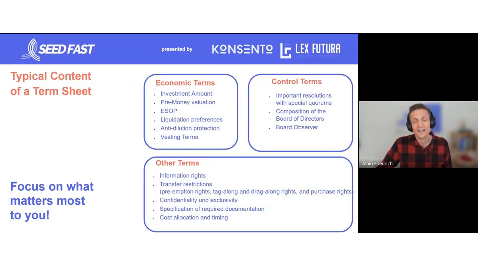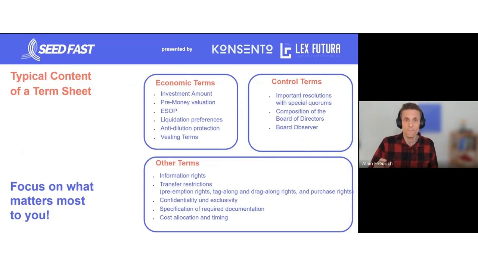Here, there are quite sophisticated formulas. The thing you have to remember: for you, a weighted average anti-dilution is better than a full ratchet, which is extremely dilutive for the founders and very beneficial for investors.